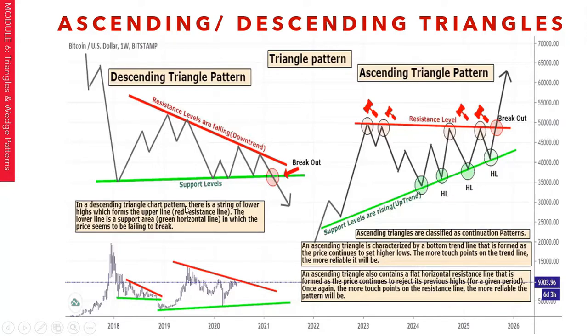So in a descending triangle chart pattern, there's a string of lower highs, which forms the upper line, this level. So lower highs, this is a high, this was a lower high, this was a lower high, and an even lower high, okay? And the lower line is a support area, this green horizontal area in which the price seems to be failing to break. So price keeps on coming here and failing to break, okay? And then finally, at some point, due to whatever, it finally breaks out, okay?